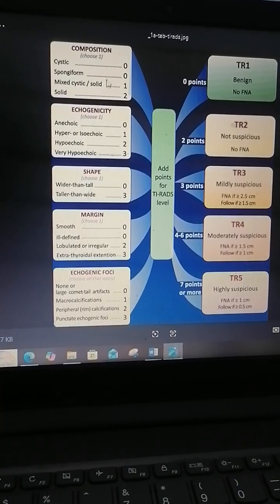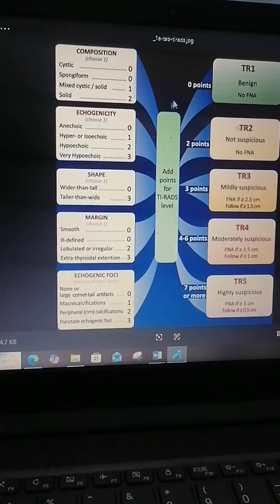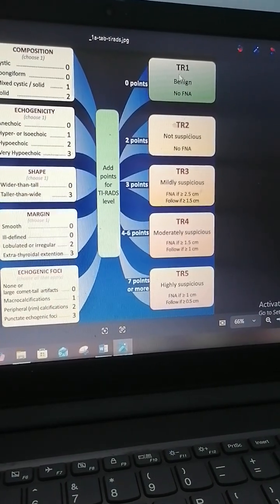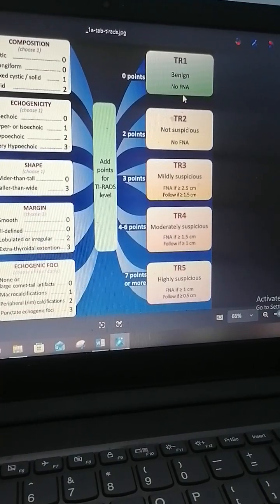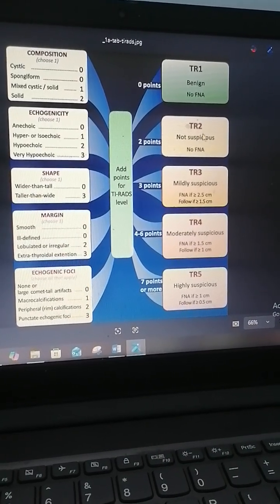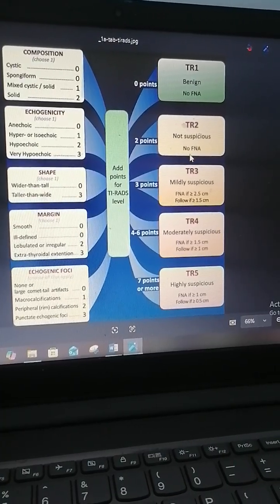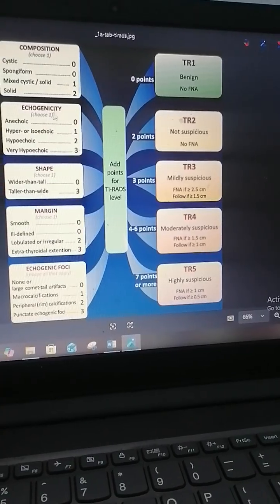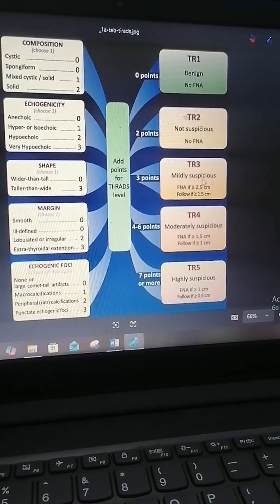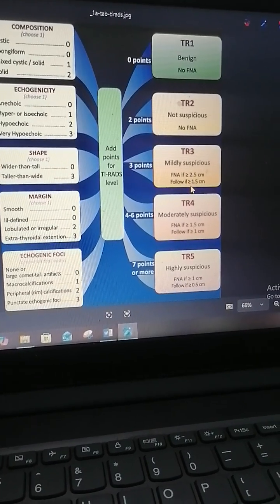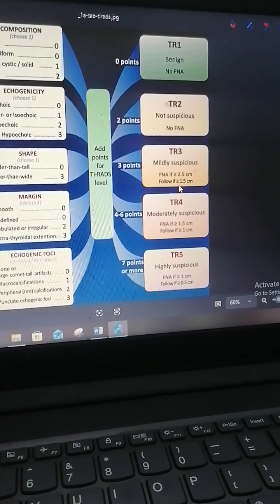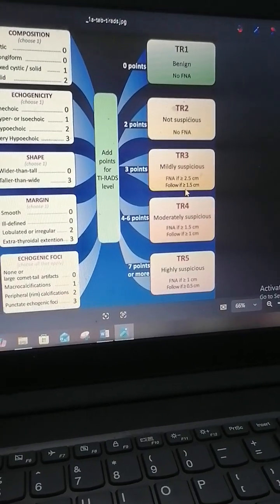The next step is, when we see all these things, we will add all these numbers. If on addition of all these numbers the sum is 0, then it is TR1 and it is a benign swelling. No FNAC is needed. If the sum of all these factors is 2 points, it is TR2, and it is also not suspicious and no FNAC is needed. But if the addition of all these factors is 3 points, then it is mildly suspicious, and then we will see the size. If the swelling is more than 2.5 centimeter, we will go for FNAC. But if the swelling is more than 1.5 centimeter, we will only keep it on follow up.